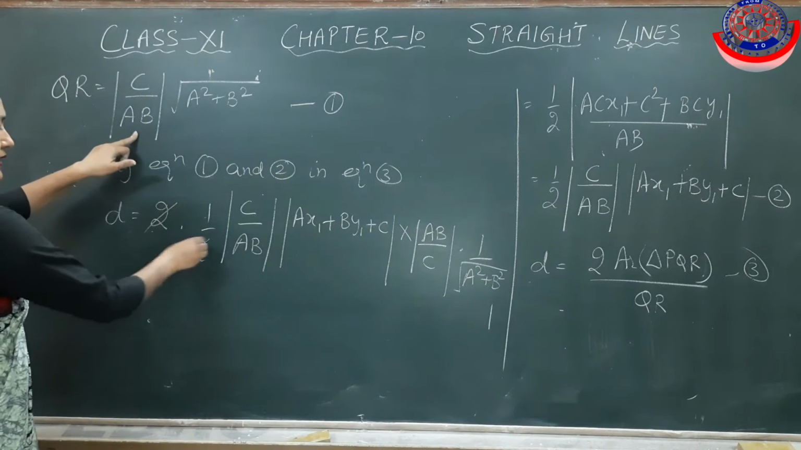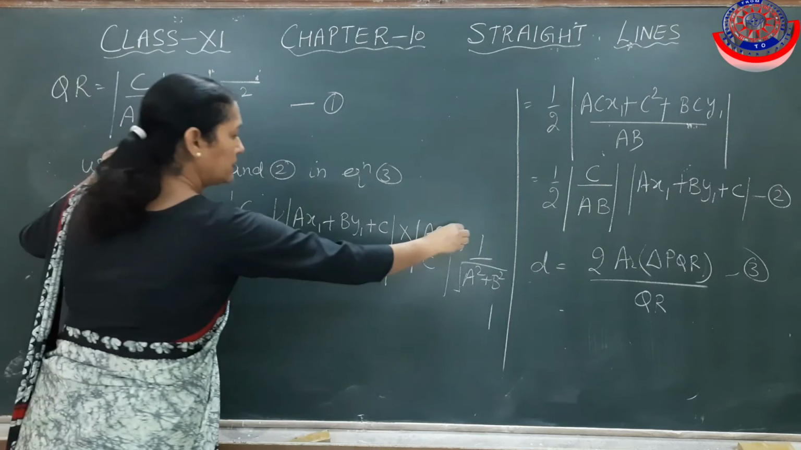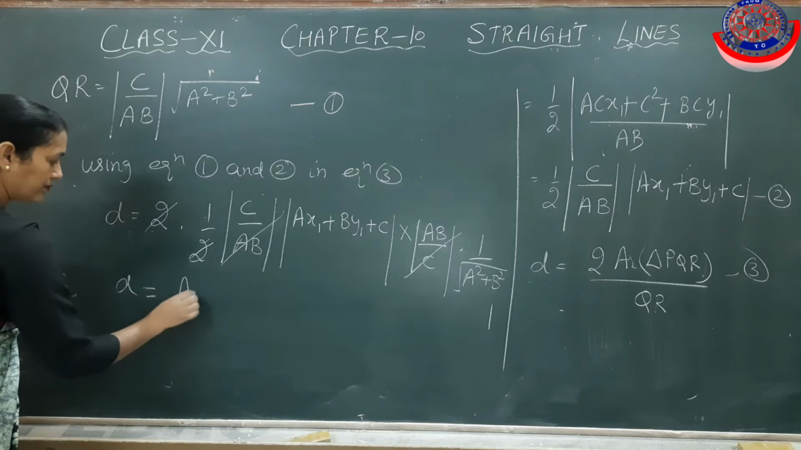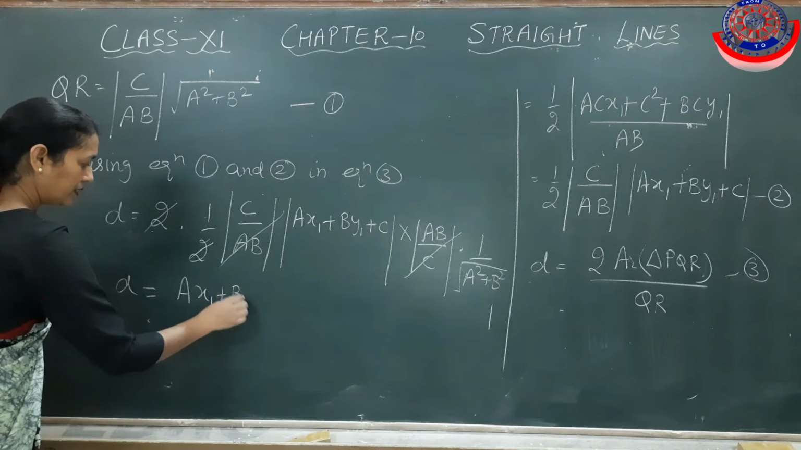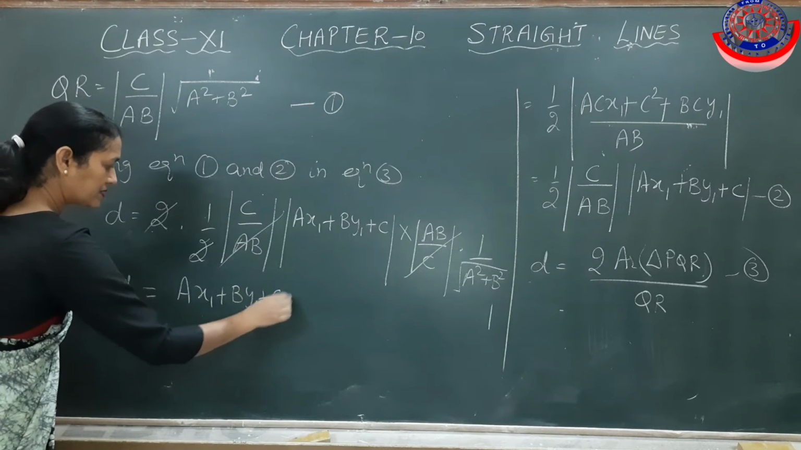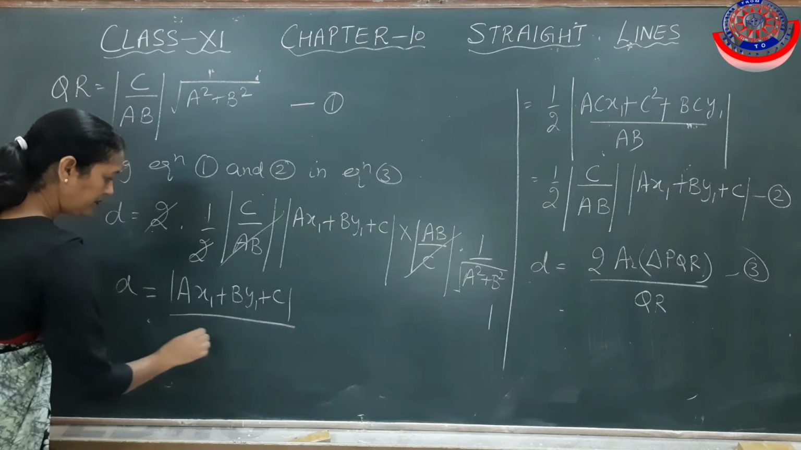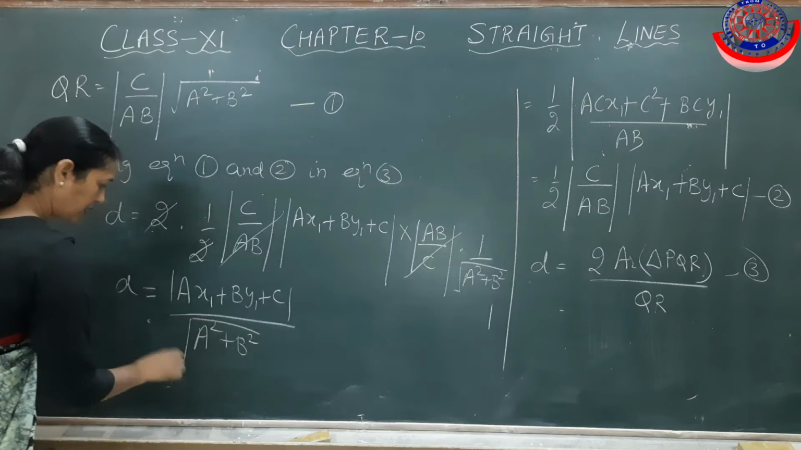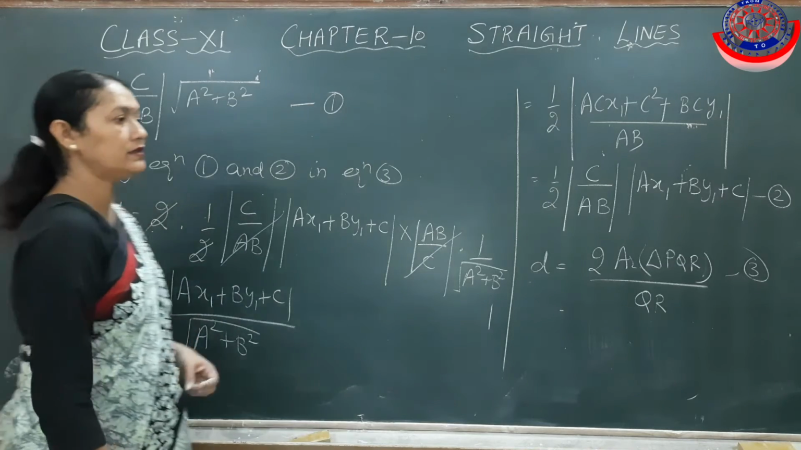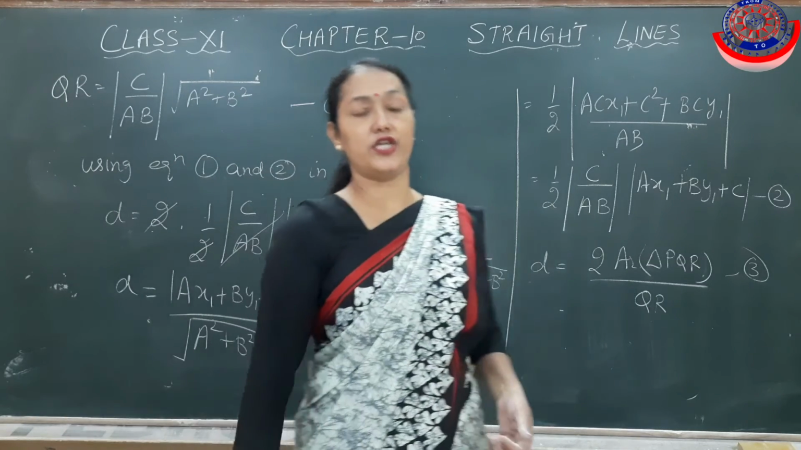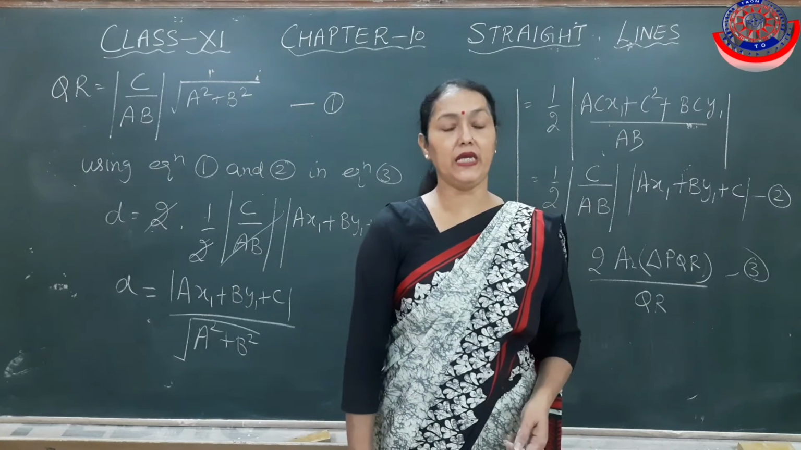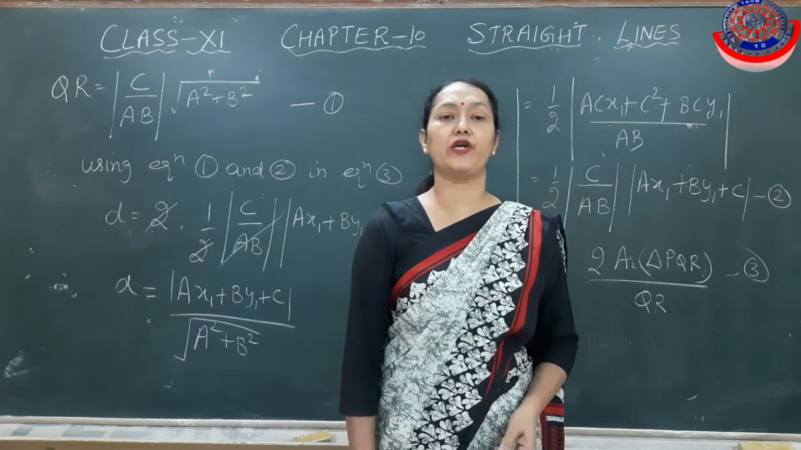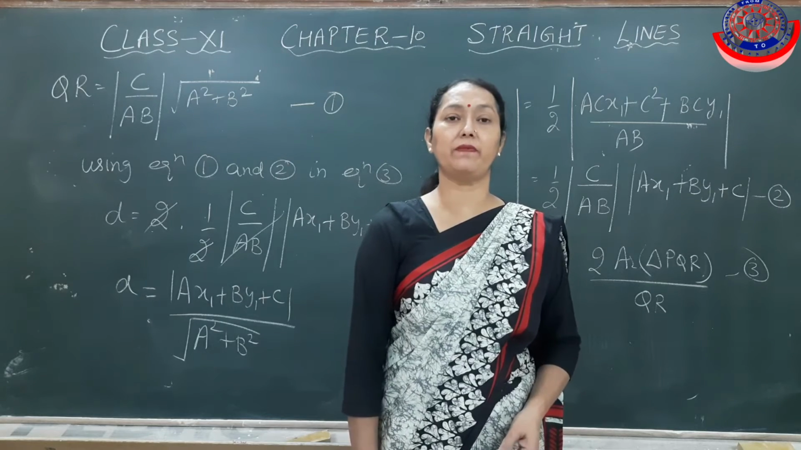So 2 will get cancelled, this value will get cancelled, and we are left with AX1 plus BY1 plus C upon under root A square plus B square. So we have obtained the perpendicular distance d of a point P having coordinates x1 and y1 from a line L having equation ax plus by plus c.